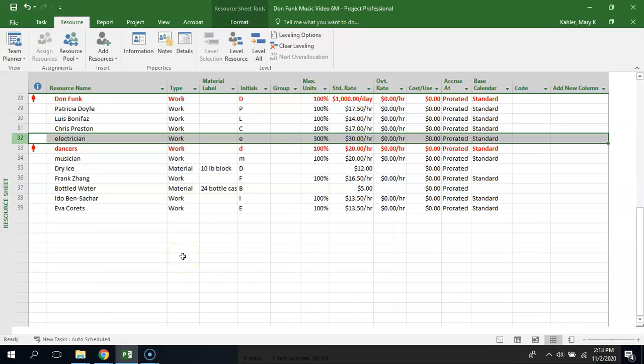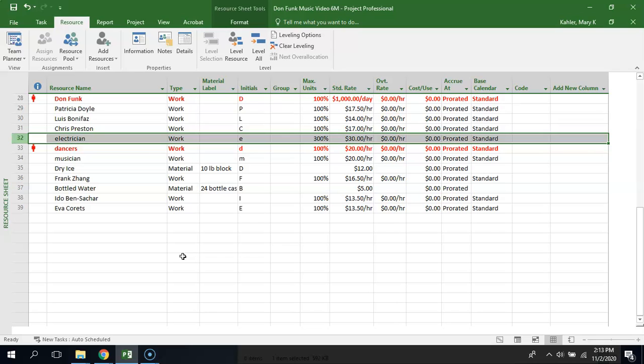So there's never a half a conference room. I don't know why that's an option, to be honest. That kind of cracks me up. You can put it for 50%, but that doesn't really make sense.